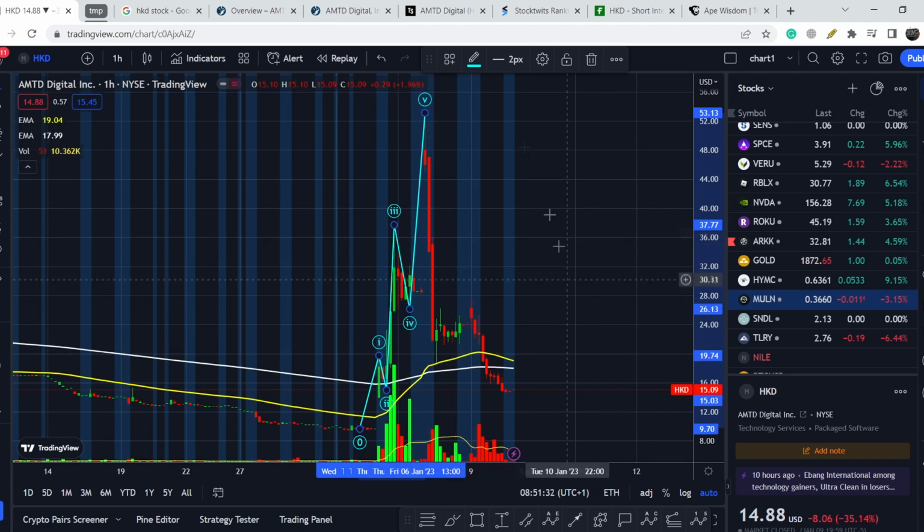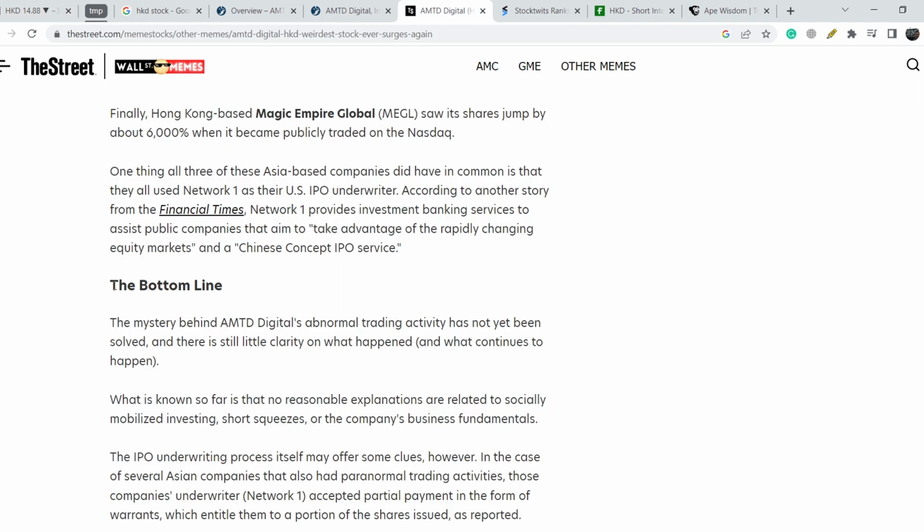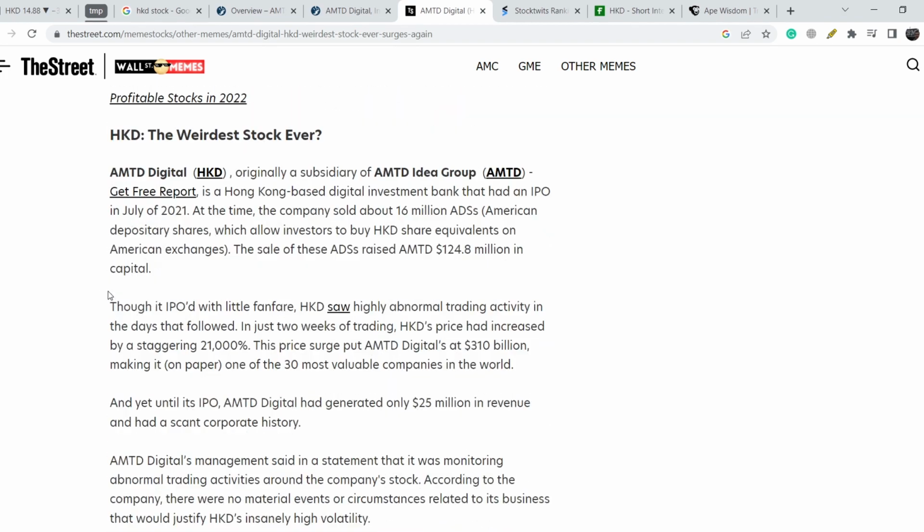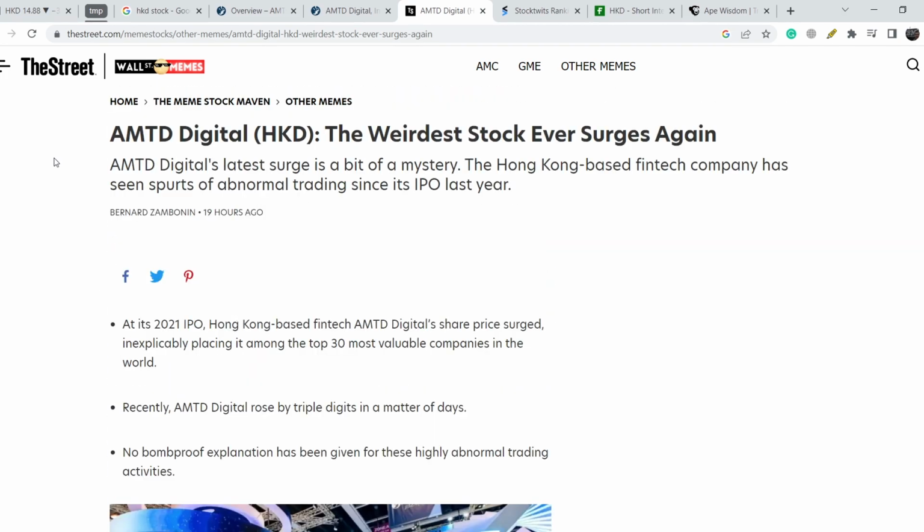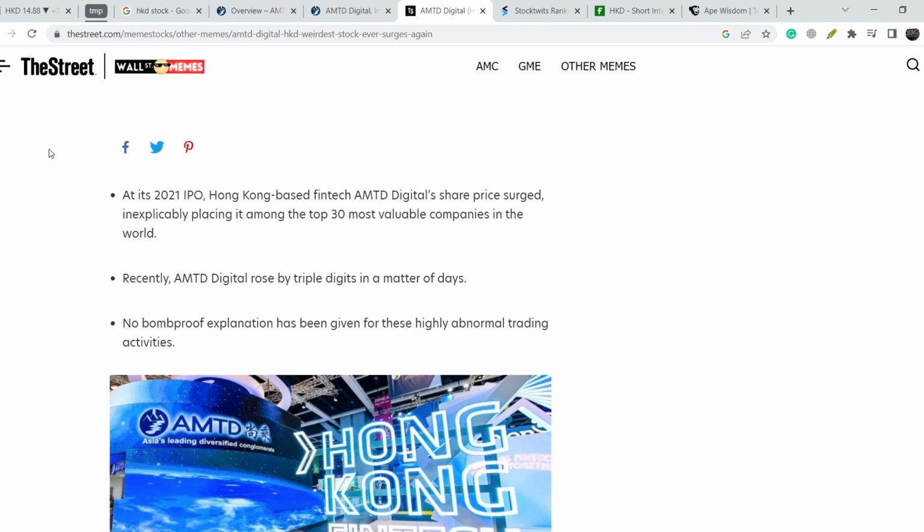So, let's continue with this news. We are on thestreet.com, and this article was published just 19 hours ago, and it says AMTD Digital, the weirdest stock ever, surges again. And let me quote you these bullets. At its 2021 IPO, Hong Kong-based fintech AMTD Digital's share price surged inexplicably, placing it among the top 30 most valuable companies in the world.